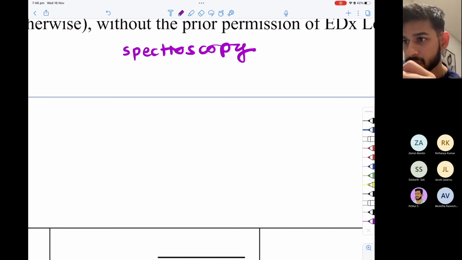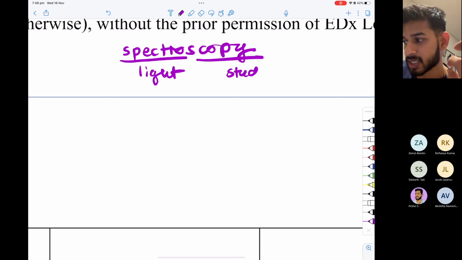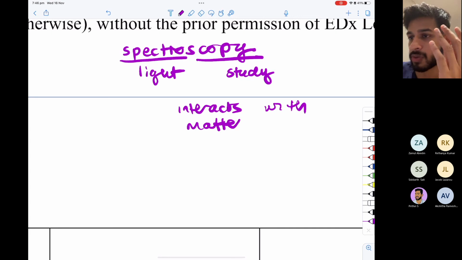So spectrometry is when we shoot light at a sample and we measure how that light changes. Spectra is a light. Oscopy or metry is a study. So we're studying how light interacts with matter. Now, very, very important to understand this.